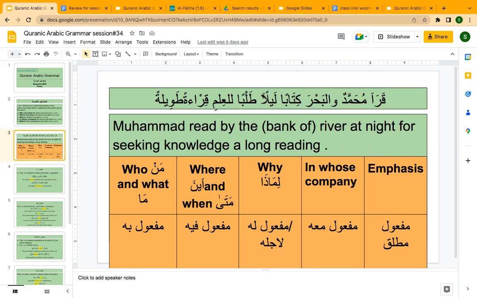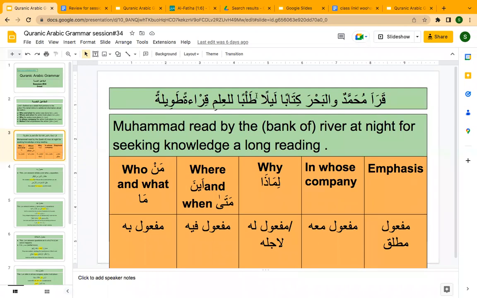Laylan. Laylan means night. So what kind of an answer is Laylan giving you? What kind of a detail is Laylan? It is maf'ul fihi, right? Maf'ul fihi, because it is telling me when did Muhammad read the book, right? So it answered my when question, so I can call it my maf'ul fihi.